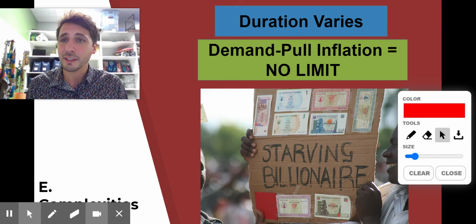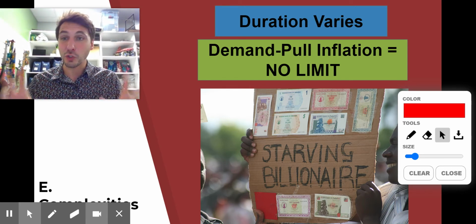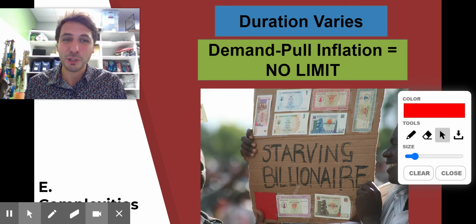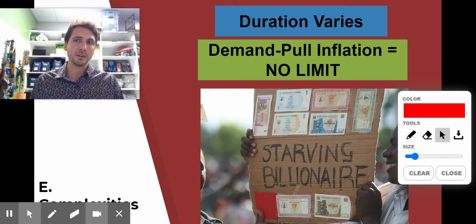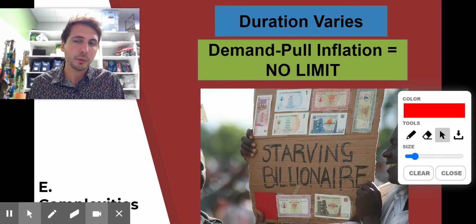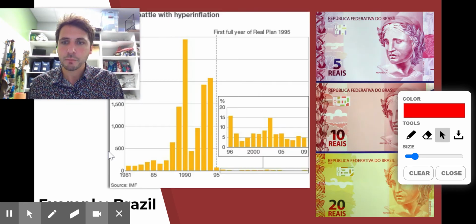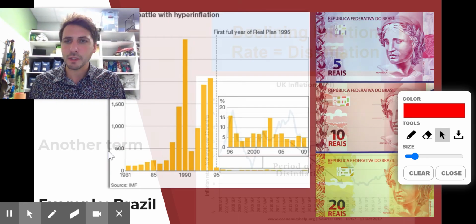This is a classic example here where you have a starving billionaire, right? Somebody who has over $1 billion in cardboard because $1 billion doesn't buy anything in that nation. So hyperinflation can completely devastate an economy. Okay, we'll actually go over this example in class.